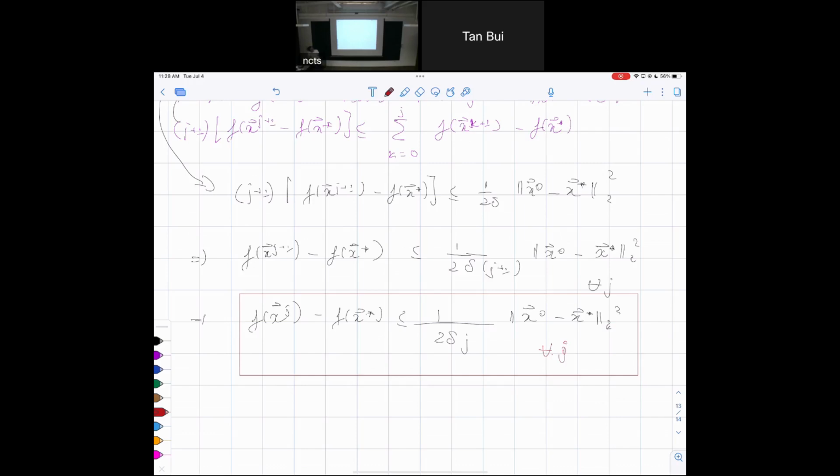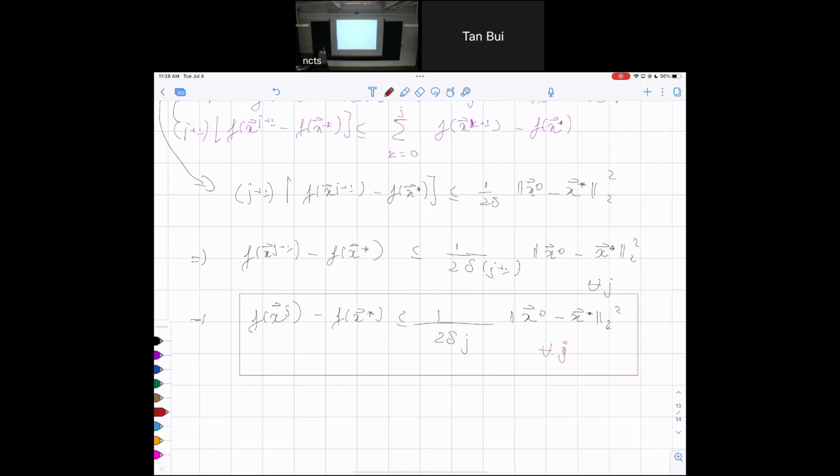So we have this sum is less than this, and that sum is greater than this, so therefore this is less than this, which is what we have here. Then we divide, and because it's true for all j, I simply take j plus 1 equal to j. This is also true. Good. So we're done.